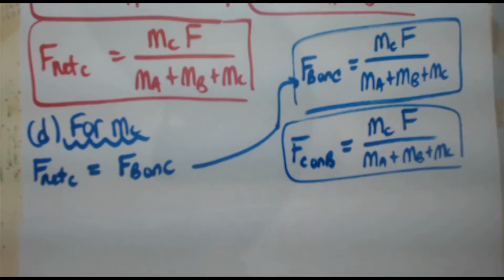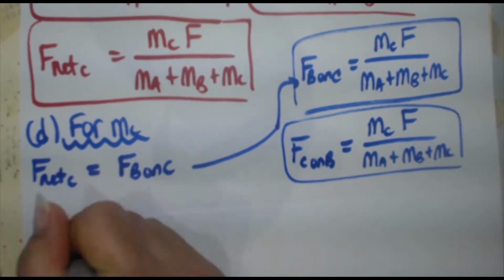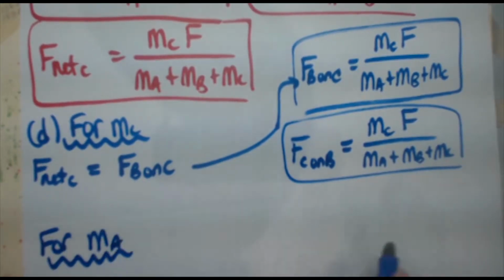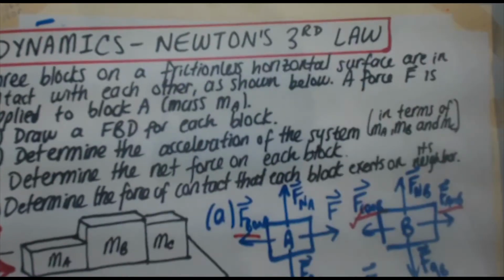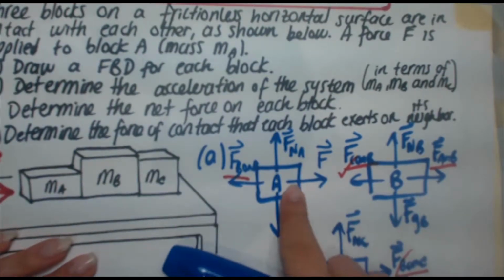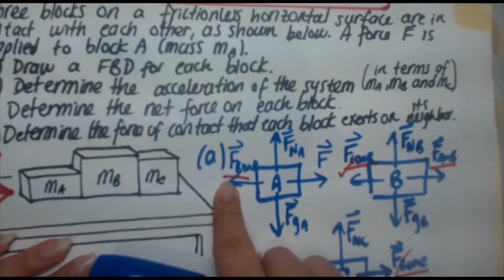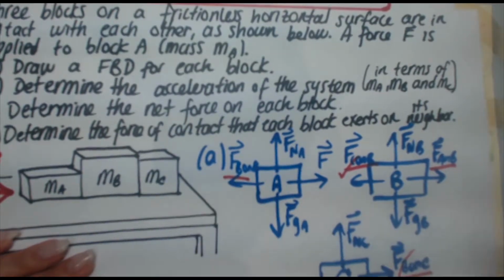Now, for the next one, we're going to look at ma. Ma is going to require a few more steps because there are more forces acting on it, but it's going to be pretty straightforward as well. We're going to start with the same first step. We're going to say F net A is equal to, and taking a look at the free body diagram for mass A, we've got in the positive direction F and in the negative direction F B on A. So we're going to do F minus F B on A equals F net.